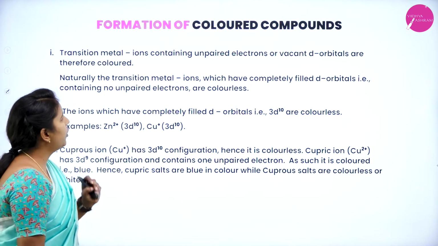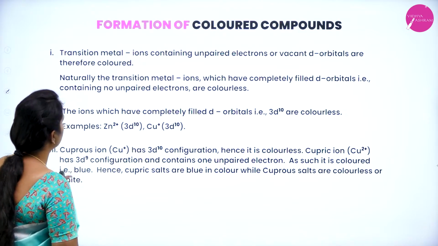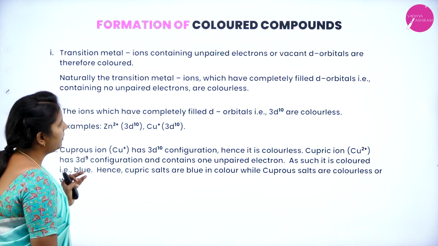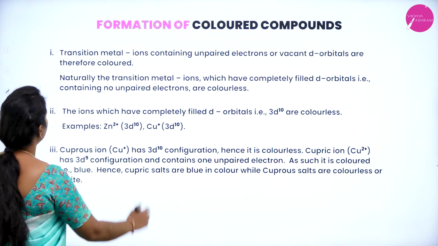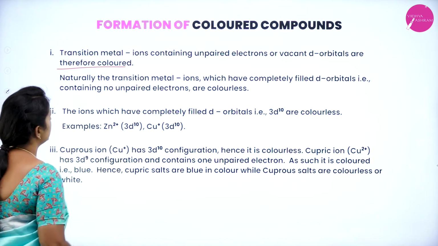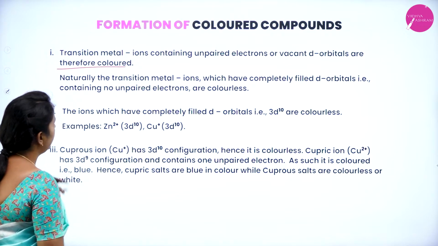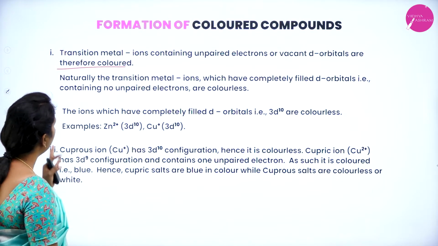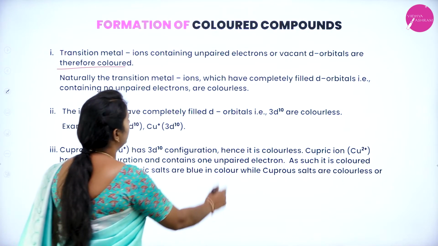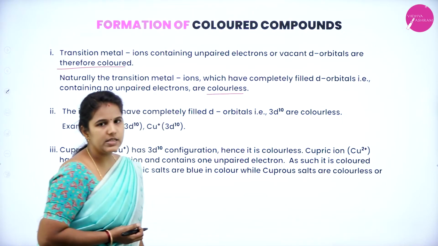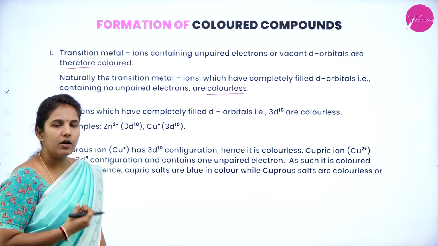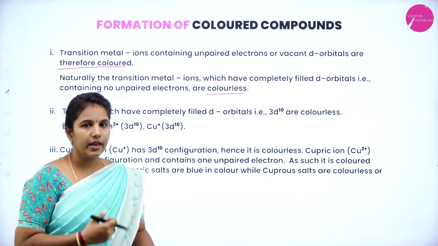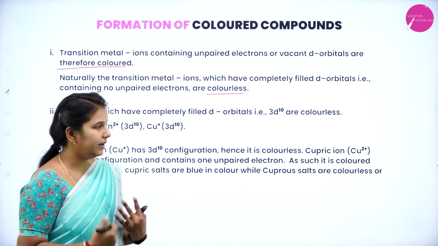Next, the formation of colored compounds is also because of the following: transition metal ions containing unpaired electrons in the d orbitals are colored. Naturally, transition metal ions that have completely filled d orbitals, containing no unpaired electrons, become colorless. For example, zinc consists of fully paired electrons in the 3d shell, hence it will be colorless.